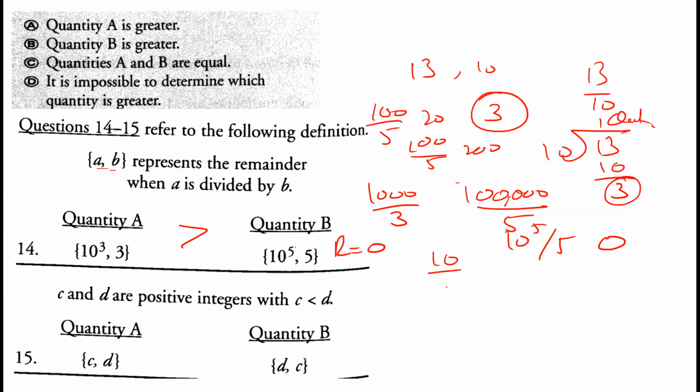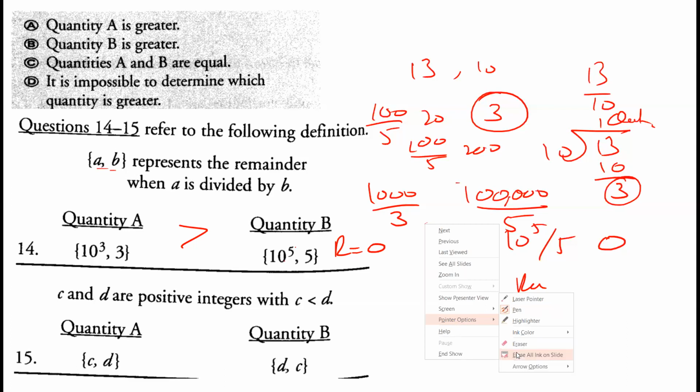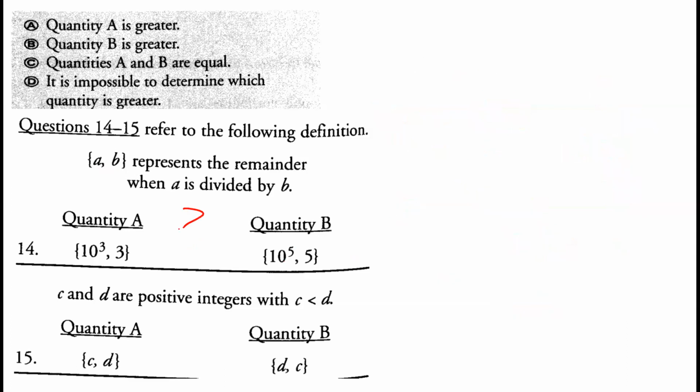If we divide 10 by 5, again it's 2. The remainder is 0. If we divide 100 by 5, the remainder is 0. So 100 divided by 5 is 20. We have no remainder. So quantity A is greater than B, so option A is correct.